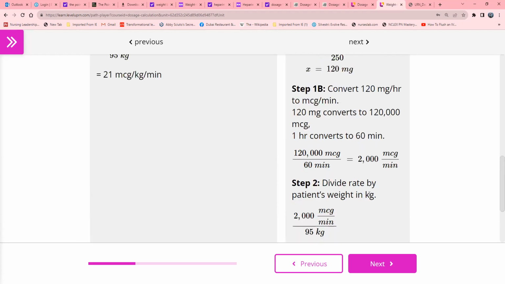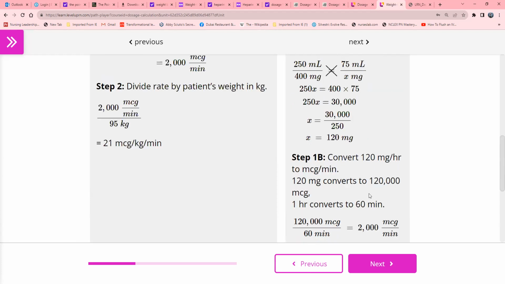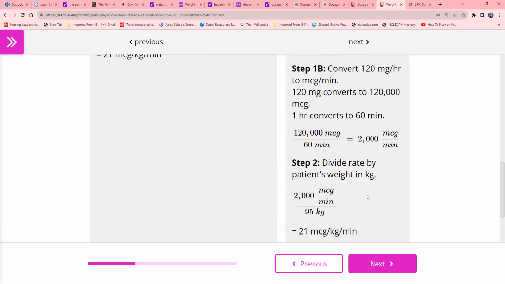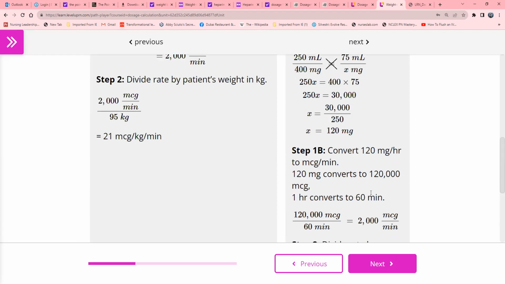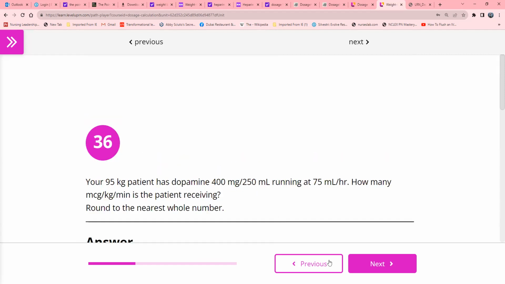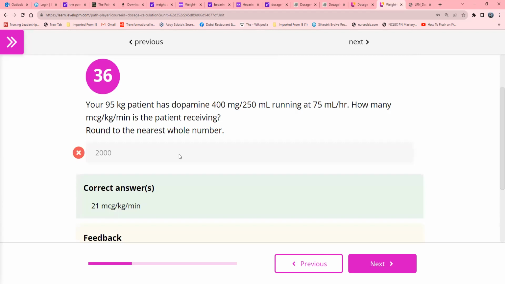I got to the 2000, but then I didn't divide it by the patient's weight. So that's why I got a different number, because I put the 2000 in there, right? You see, I put 2000 in there, so the last step I didn't do. All right, so can you show us on the board what you did up until the 2000? Yep. So let me go back and do my steps again so I have them right.